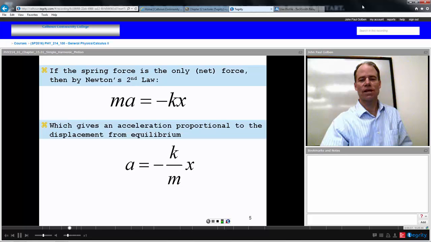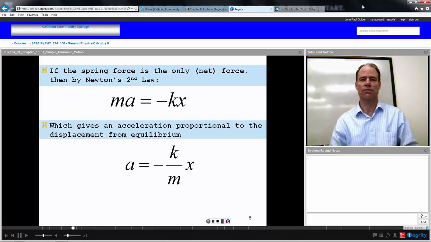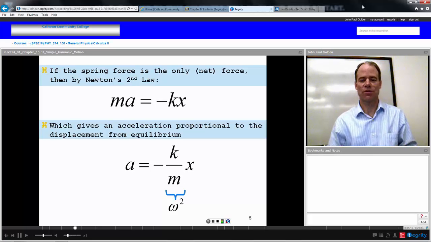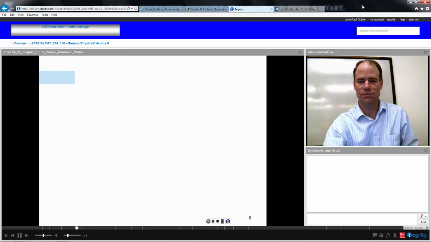So our acceleration would be equal to negative k divided by m times x. k is a constant, m is a constant, so I have an acceleration that's proportional to my x. The acceleration gets greater in magnitude the further away from equilibrium I get. I'm just going to call this k divided by m omega squared. Why? We'll see in a moment. But for now, I'm just going to call it omega squared, omega being this W-looking Greek symbol.